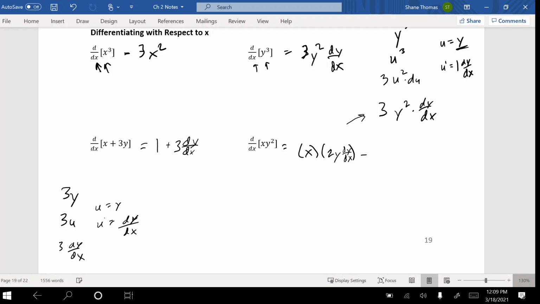Okay. Plus 2, which is our y squared, d1. What's the derivative of x? 1. Okay. Now just simplify a little bit. I'm looking at 2xy dy dx plus y squared. Questions on those first 4? All right with that?